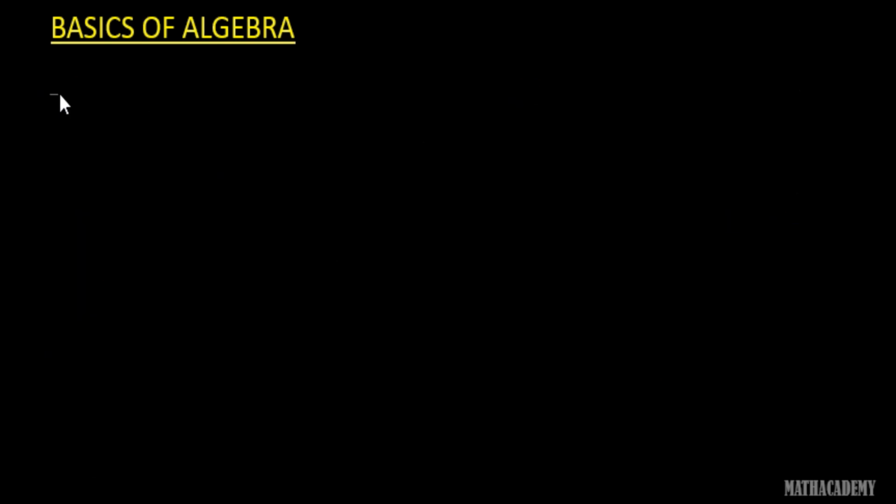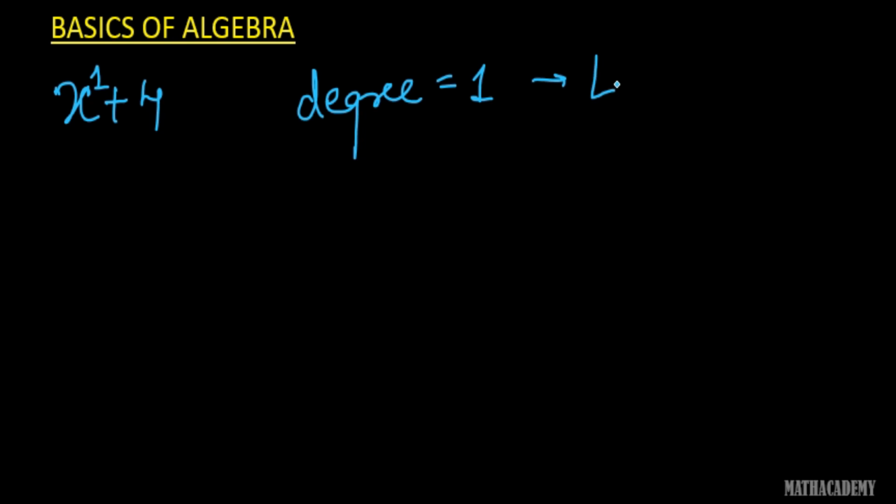Whenever we have an algebraic expression with degree 1, we call it a linear expression, then a quadratic expression, and a cubic expression, and so on. So for the algebraic expression x plus 4, what is the degree here? The degree is 1 because the highest power of this variable is 1, and this is called a linear expression. It has got degree 1.